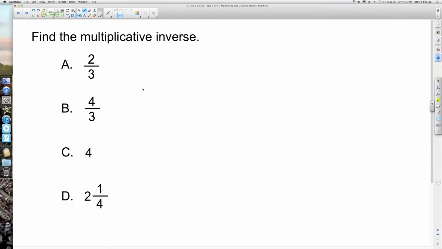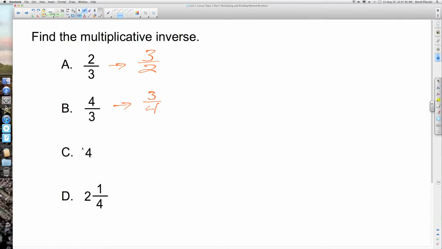Before we move on and take a look at how to multiply or divide rational numbers, or fractions if you will, I want to review how to find the multiplicative inverse. We just defined the multiplicative inverse, and for part A we're given the fraction 2/3, and its multiplicative inverse is very simple. We just switch the numerator and the denominator. So the multiplicative inverse of 2/3 is going to be 3/2. For part B here, the multiplicative inverse of 4/3 simply is going to be 3/4. We invert it, we flip it, we turn it upside down to find the multiplicative inverse of a fraction.